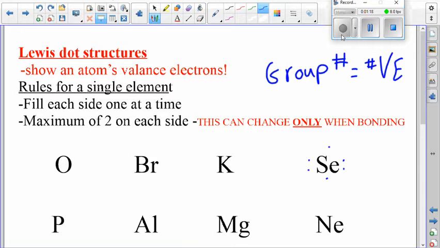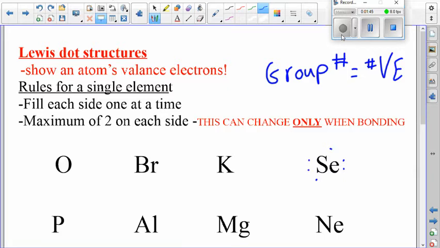As long as selenium has 6 total valence electrons around it, and we didn't unnecessarily double up. So, for example, unnecessarily doubling up would look something like this, where you have 2 on a side, but you have an empty side right here. That would not be correct. As long as you have 6 valence electrons total, and you did not unnecessarily double up, that's a correct drawing of selenium. So that is what you can do for selenium.